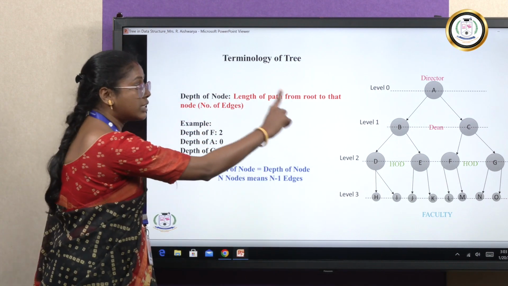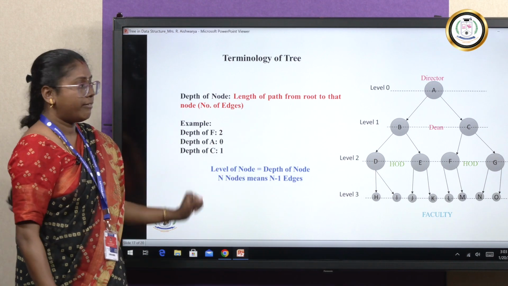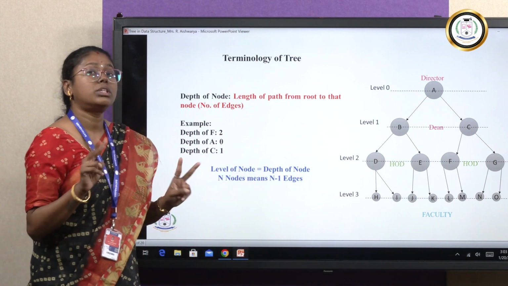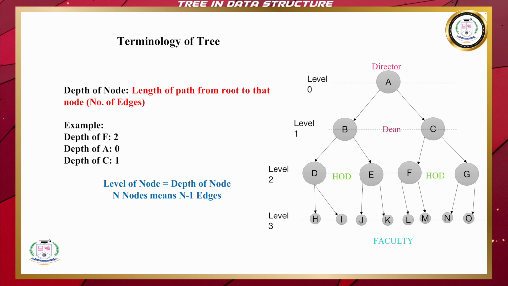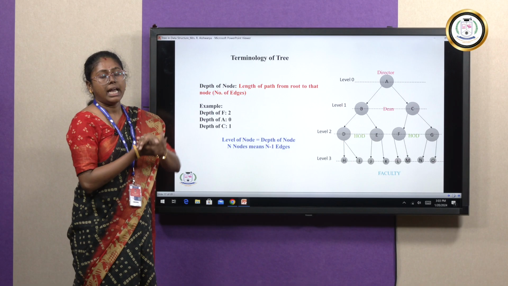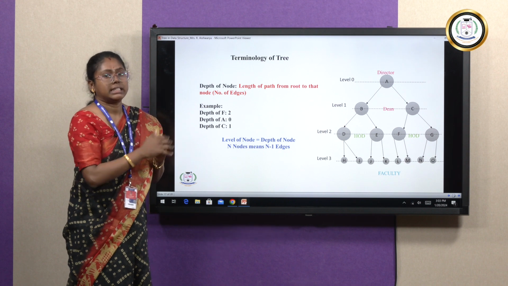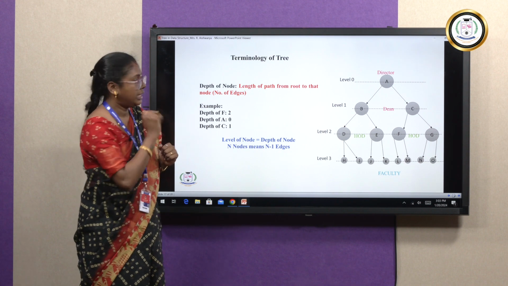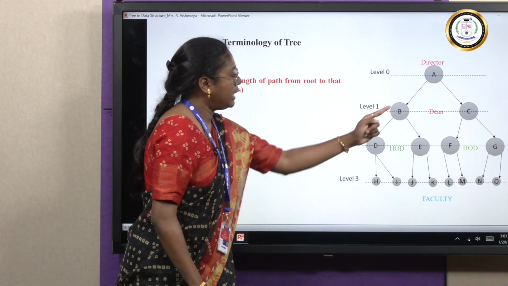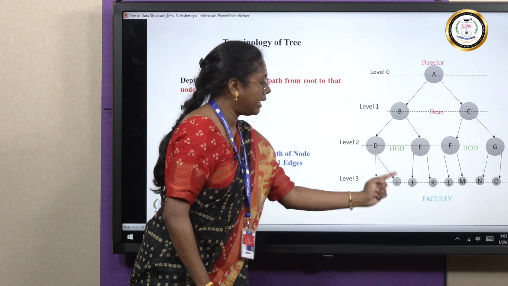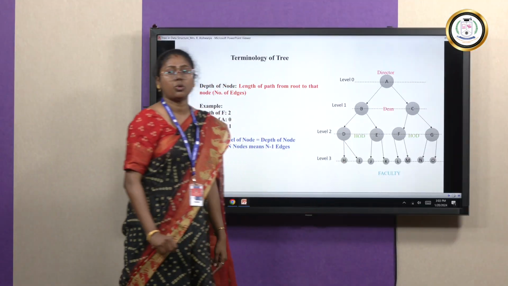If you are cross-checking every node at each level and each depth, both values are the same. The last one: n nodes means n minus 1 edges. Suppose they give you a tree and ask how many edges will exist. First you count the nodes. Here I am just counting the nodes: 1, 2, 3, 4, 5, 6, 7, 8, 9, 10, 11, 12, 13, 14, 15 nodes will be there.